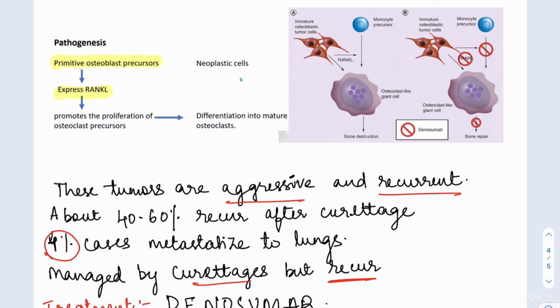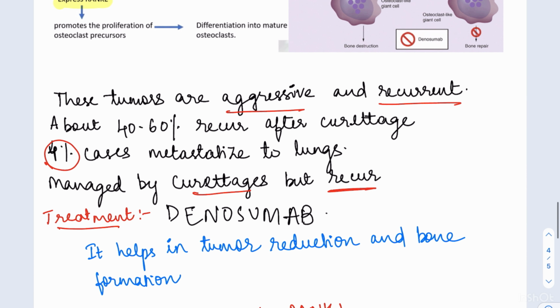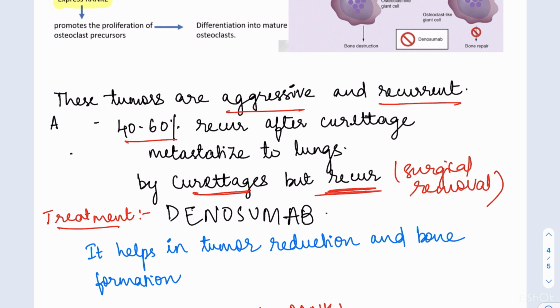As we already know, these are benign tumors, but they are very aggressive and recurrent tumors. They are usually managed by curettage, but they recur. Curettage here is a surgical removal of the tumors, but there is a 40 to 60% chance of recurrence even after curettage. There is also a chance that in about 4% of the cases they transform into malignant tumors and undergo metastasis to the lungs.